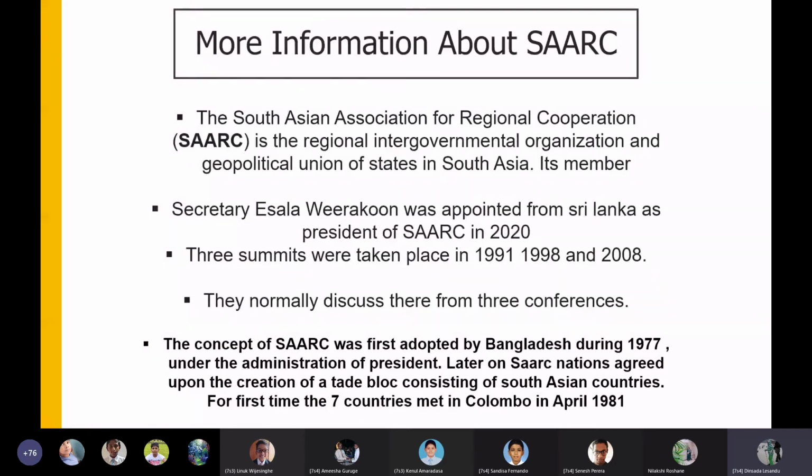The concept of SAARC was first adopted by Bangladesh during 1977, under the administration of its president. Later on, SAARC nations agreed upon the creation of a trade bloc consisting of South Asian countries. For the first time, the countries met in Colombo in April 1991.